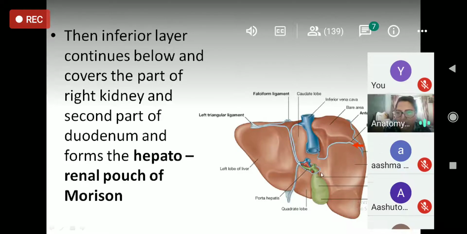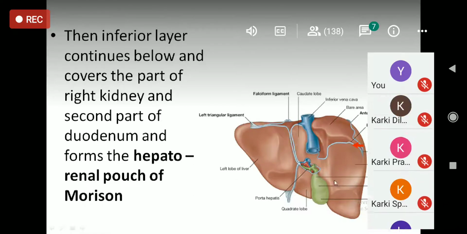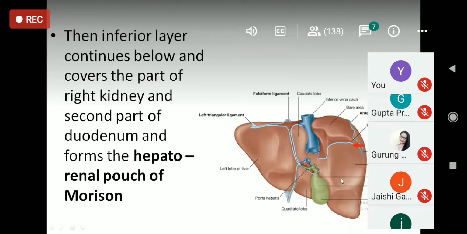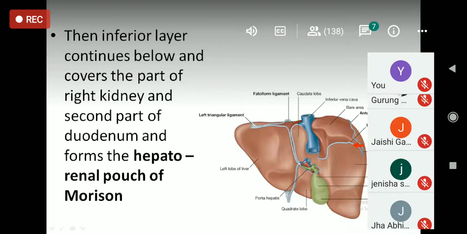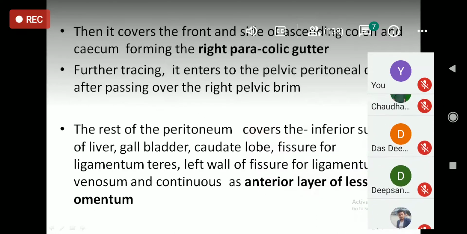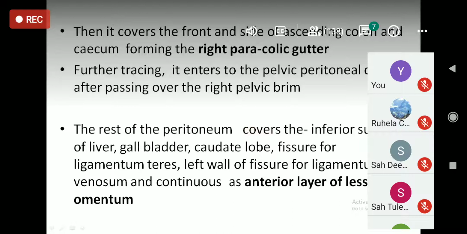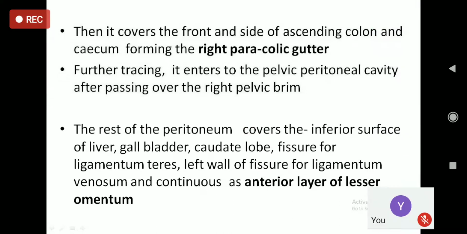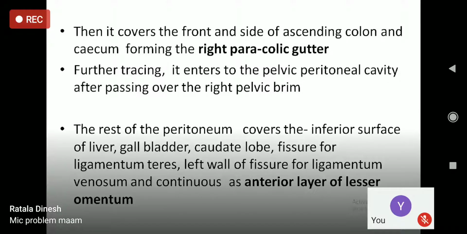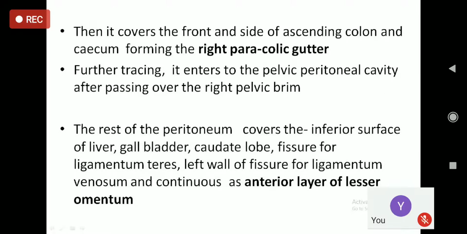So the reflection of the inferior layer of the coronary ligament reflects on the upper surface of the suprarenal gland and the kidney of the right side, and it forms the hepatorenal pouch of Morison. Then it covers the front and side of the ascending colon and the cecum, forming the right paracolic gutter, as I discussed right now. Further tracing, it enters the pelvic peritoneal cavity after passing over the right pelvic brim, and the rest of the peritoneum covers the inferior surface of the liver, gallbladder, caudate lobe, fissure for the ligamentum teres, left wall of the fissure for the ligamentum venosum, and continues as the anterior layer of the lesser omentum, and that is attached to the porta hepatis.